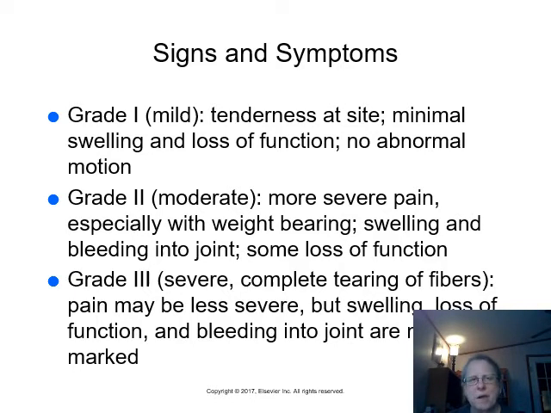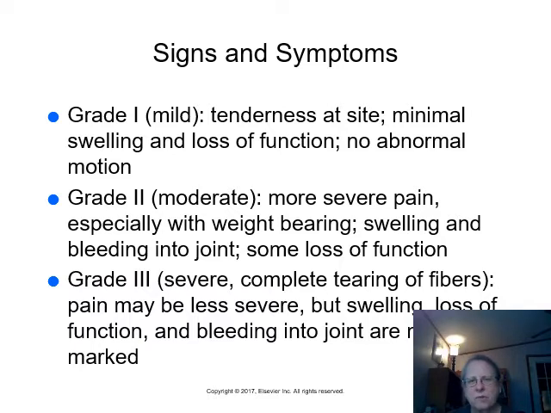do okay. A moderate grade 2, there would be more severe pain, especially with weight bearing, swelling and bleeding into the joint, and some loss. So this person will require some downtime from work, would probably require some pain medication, wrapping that extremity, putting ice on it, elevating it, and making sure that they are not walking on it, because that actually aggravates the situation.